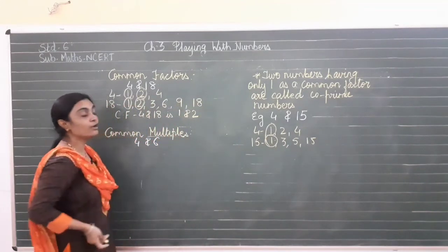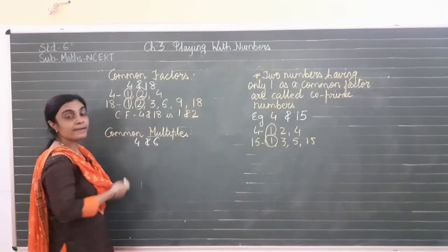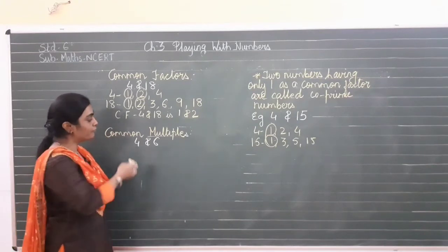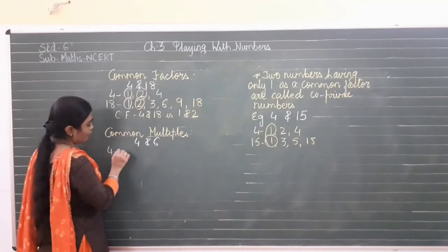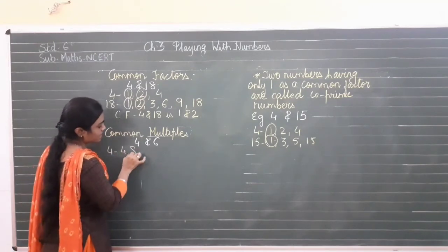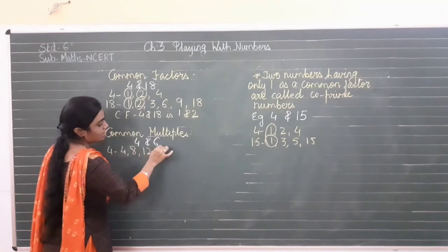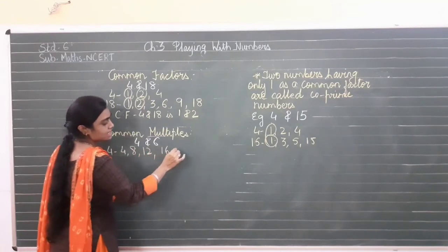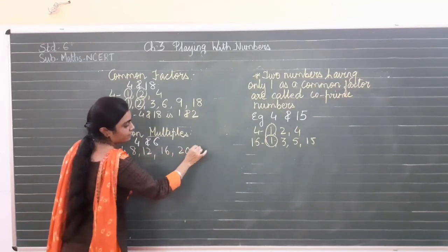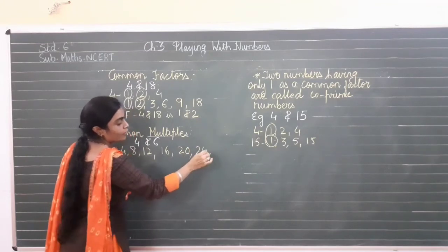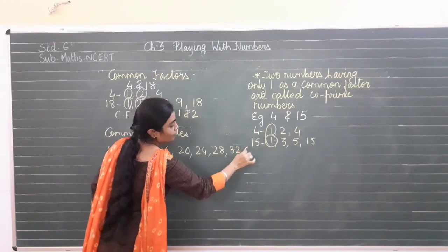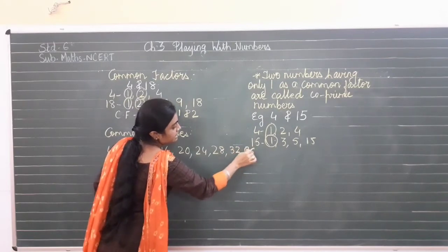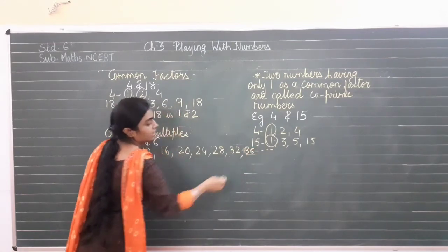Now let us see common multiples. In common multiples you have to write down the tables of 4 and 6. We will start with 4. 4 1s are 4, 4 2s are 8, 4 3s are 12, 4 4s are 16, 4 5s are 20, 4 6s are 24, 4 7s are 28, 4 8s are 32, 4 9s are 36. It will be continued.